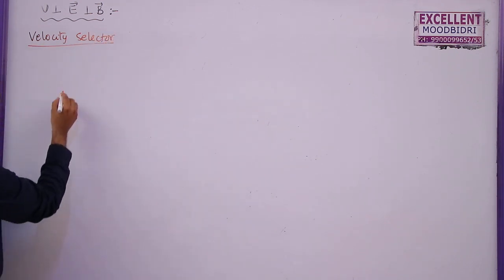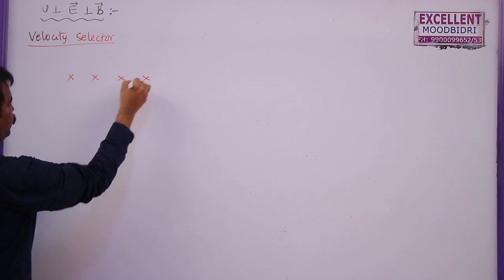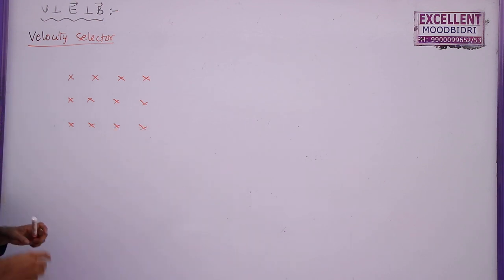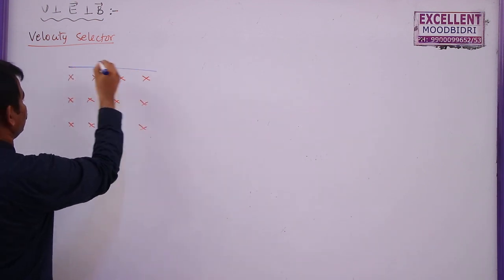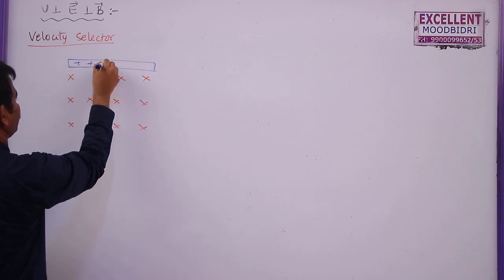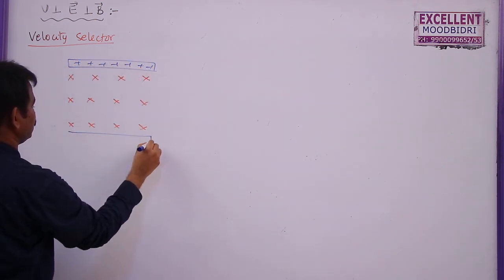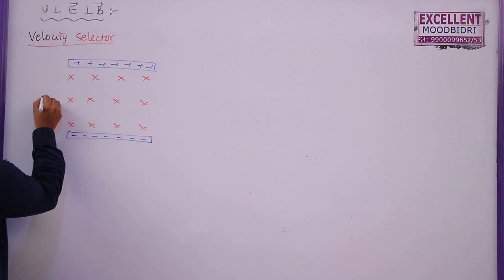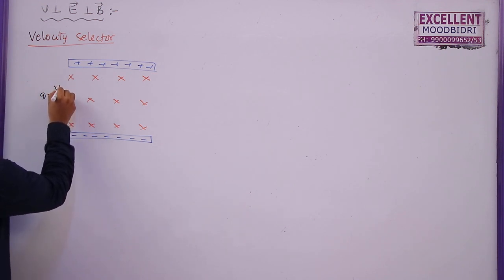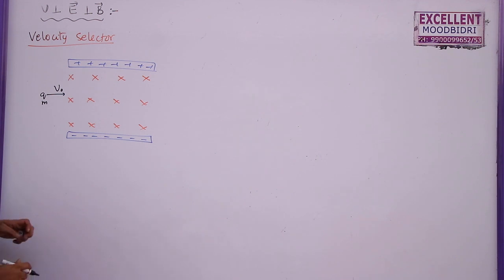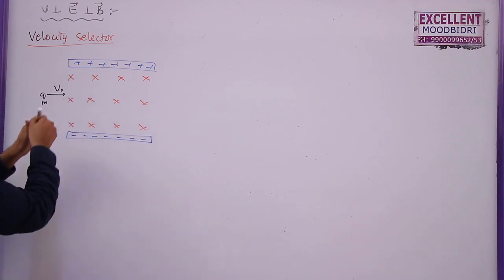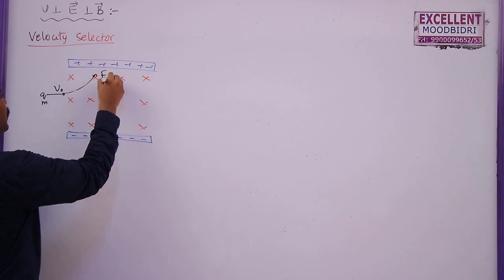In this, there is a uniform magnetic field as well as a uniform electric field. So this is a positively charged plate. This is a negatively charged plate. In this, if a charged particle is allowed in with some velocity v naught, mass m, then what happens? First, as it is having some velocity, this is the magnetic field, this is the charge. This charged particle will experience a force in this direction. This is the magnetic force.